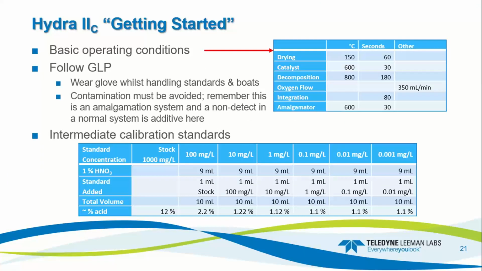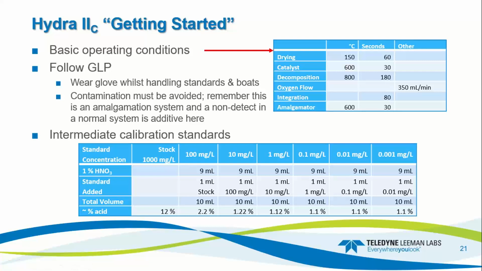So some of the basic operating conditions that you would want to start with: drying time, temperature of 150, could be 60 seconds. If your samples are somewhat moist, probably less than 10%, you reduce that quite a bit down to maybe 30 seconds. Catalyst, basic starting point for the catalyst temperatures: 600 degrees with the wait time, again, the time to get to the gold trap, 30 seconds, 180 seconds on the combustion, and 800 degrees C for that.